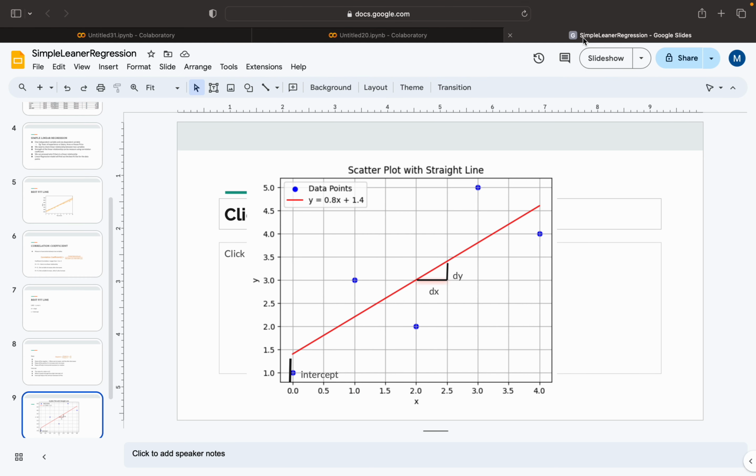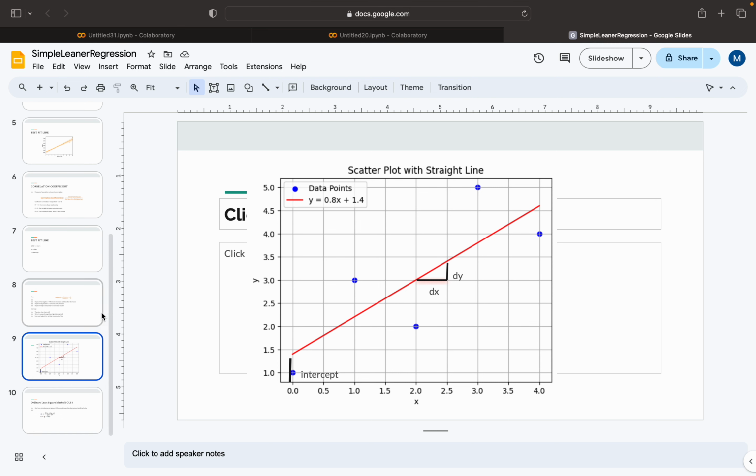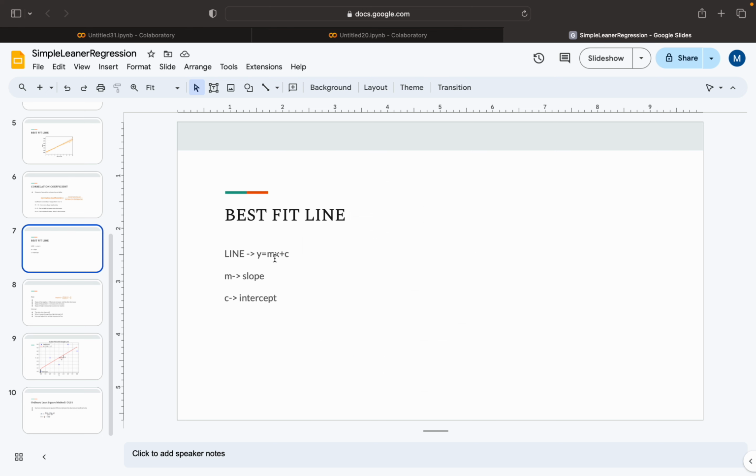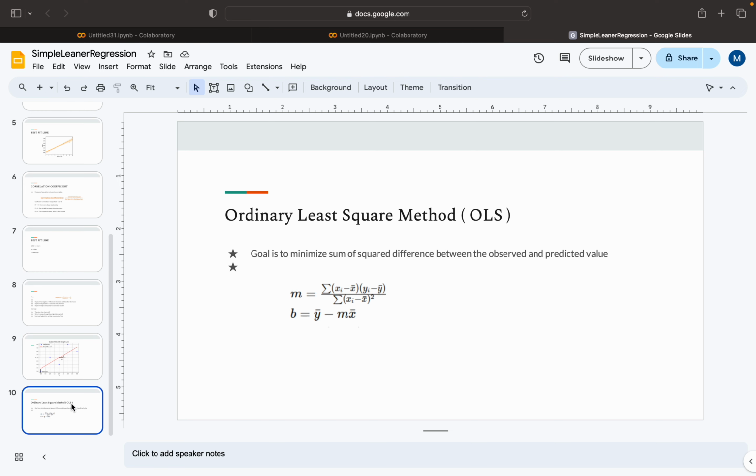Okay, coming back to our slide. Now we know that the equation of a line is y equals mx plus c. Our goal is to find the best value for m and the best value for c, so that we can draw a best fit line. There are a couple of methods to do that. In this video we are going to discuss one of the methods, called the ordinary least square method, that is OLS.